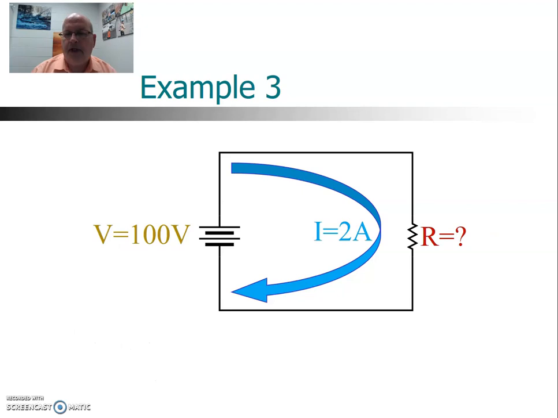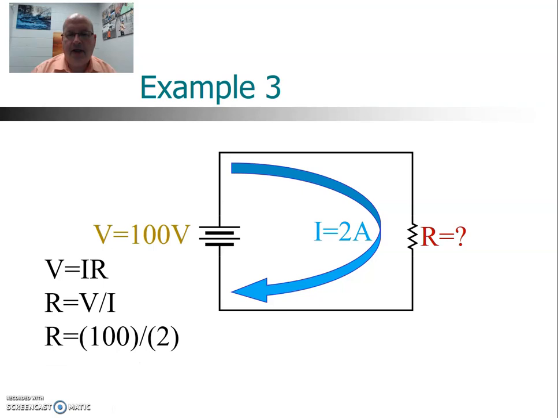Let's look at another one. This one we're trying to find the resistance. This is another variation of Ohm's law. R is equal to V over I. So 100 divided by 2, we get an answer of 50 ohms.